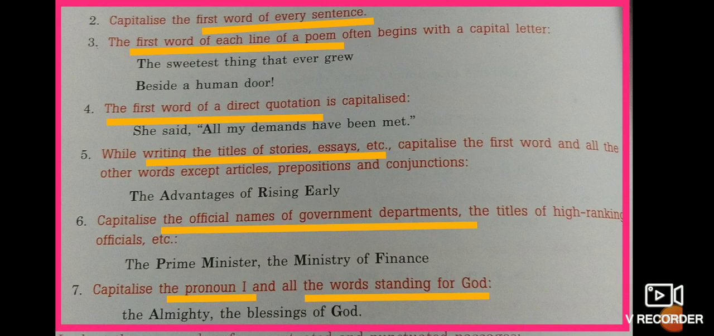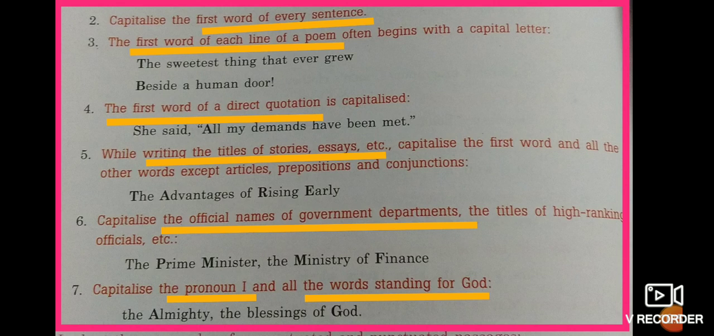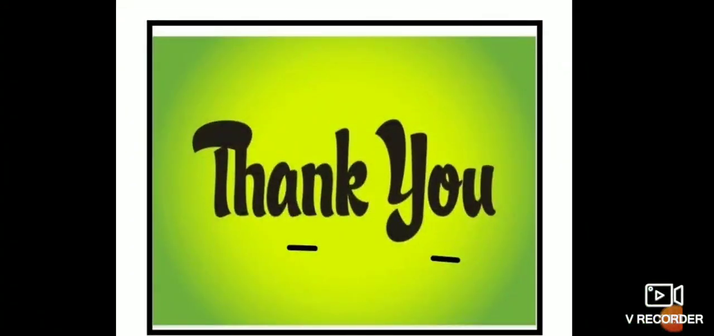Last but not least, capitalize the pronoun I. Wherever we are using I as a pronoun, we will always write it with a capital I. And all the words standing for God, like the blessings of God. Here, wherever the word God is used, we will always write G capital. So this is how today we have discussed where we have to capitalize a letter and where we have to use punctuation marks. Thank you.